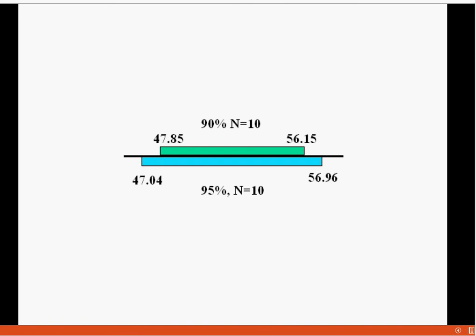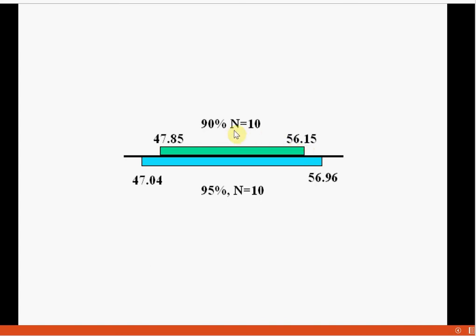After we calculate the 90% confidence interval and the 95% confidence interval, I would like to make a comparison here. I put the 90% confidence interval on the top and the 95% confidence interval at the bottom. Remember, in both calculations, we use the same sample size. The sample size is 10. With increasing confidence, this interval is larger. Why is the 95% confidence interval larger than the 90% confidence interval?